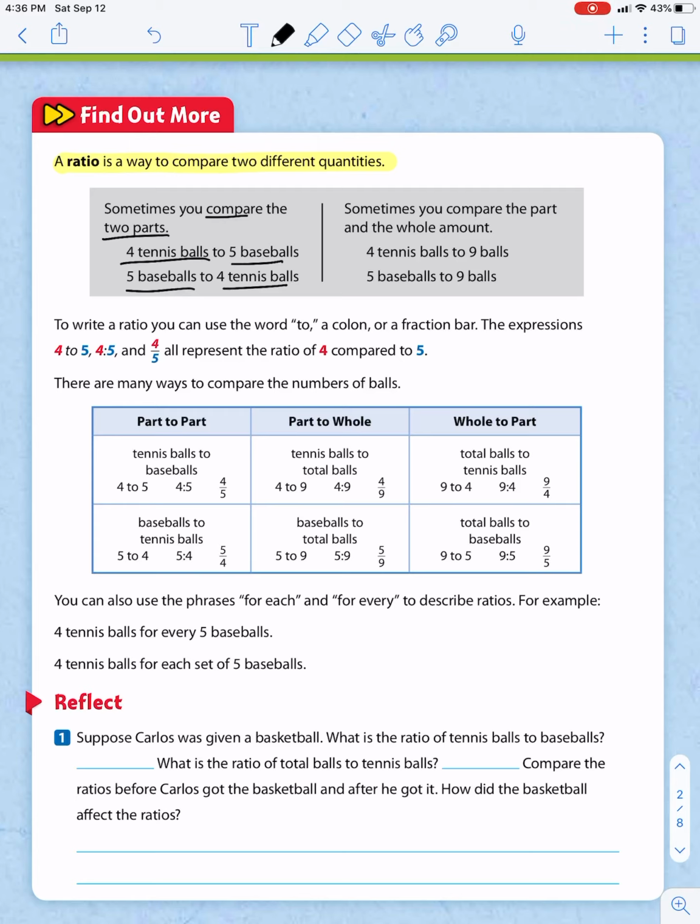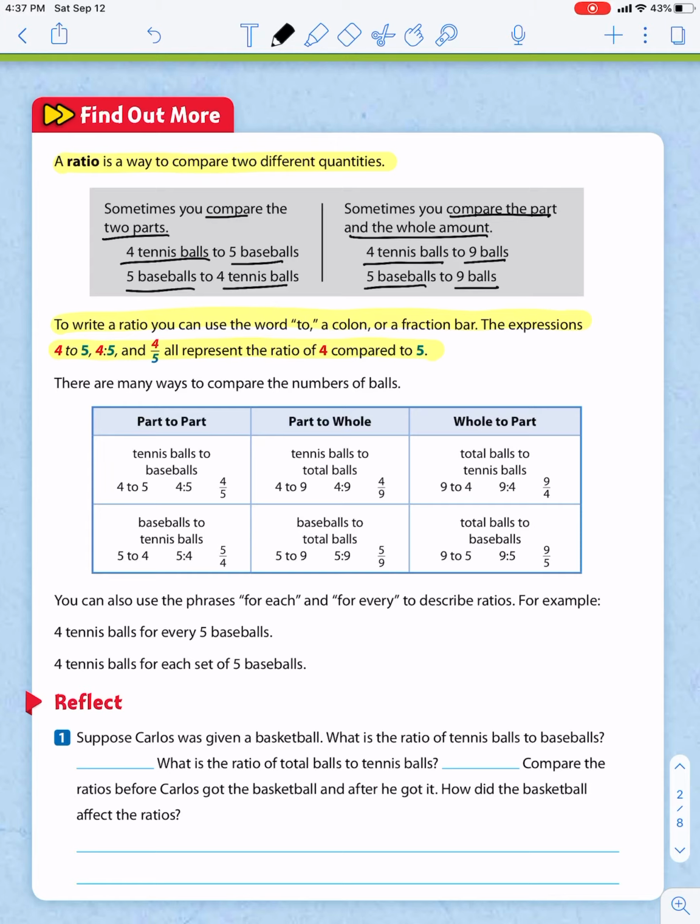Other times you compare the part to the whole. So this was where we were on the last page. There are 4 tennis balls to 9 balls, 5 baseballs to 9 balls. So that is the part to the whole. Remember, there are 3 ways that you can write those ratios. You can use the word to, you can use a colon, or you can use a fraction bar. The expressions 4 to 5, 4:5, and 4/5 all represent the ratio of 4 compared to 5.